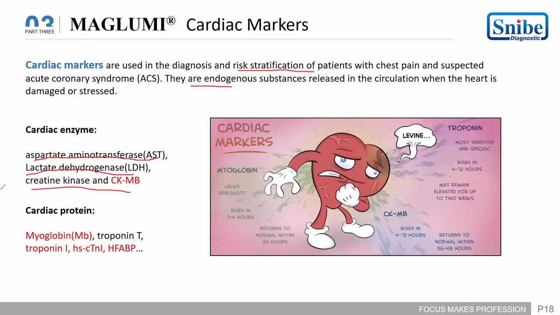Along with that, there are some cardiac proteins. These cardiac proteins are myoglobin, troponin T, troponin I, high sensitivity cardiac troponin I, and H-FABP. These are the markers which act as cardiac proteins to rule out the different diseases.